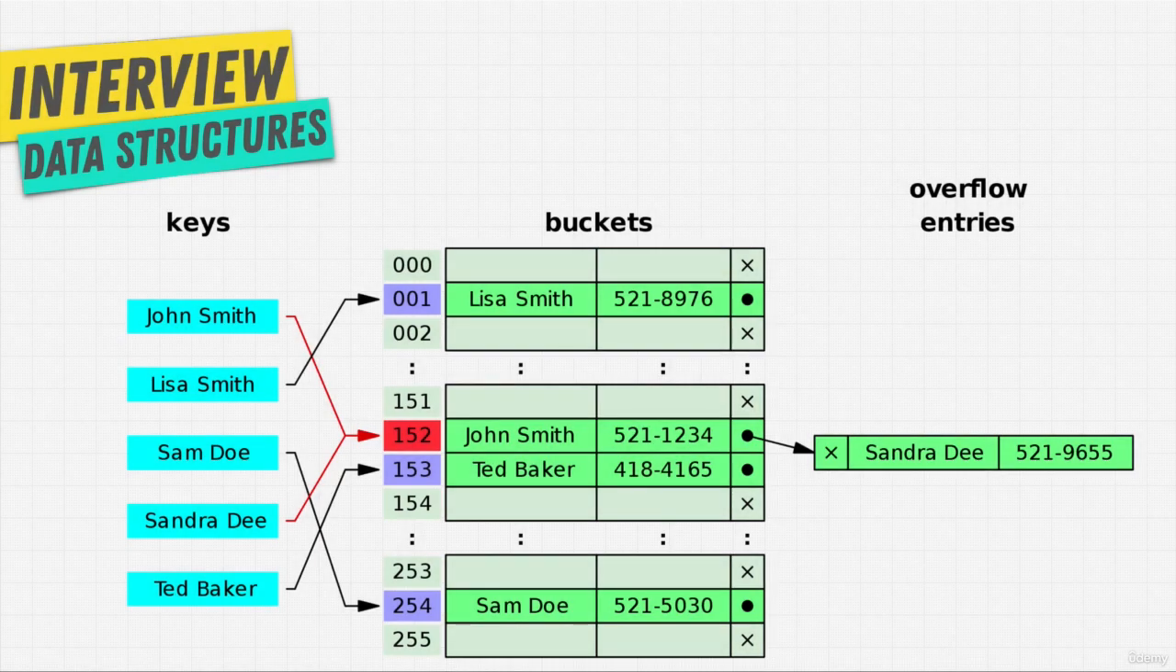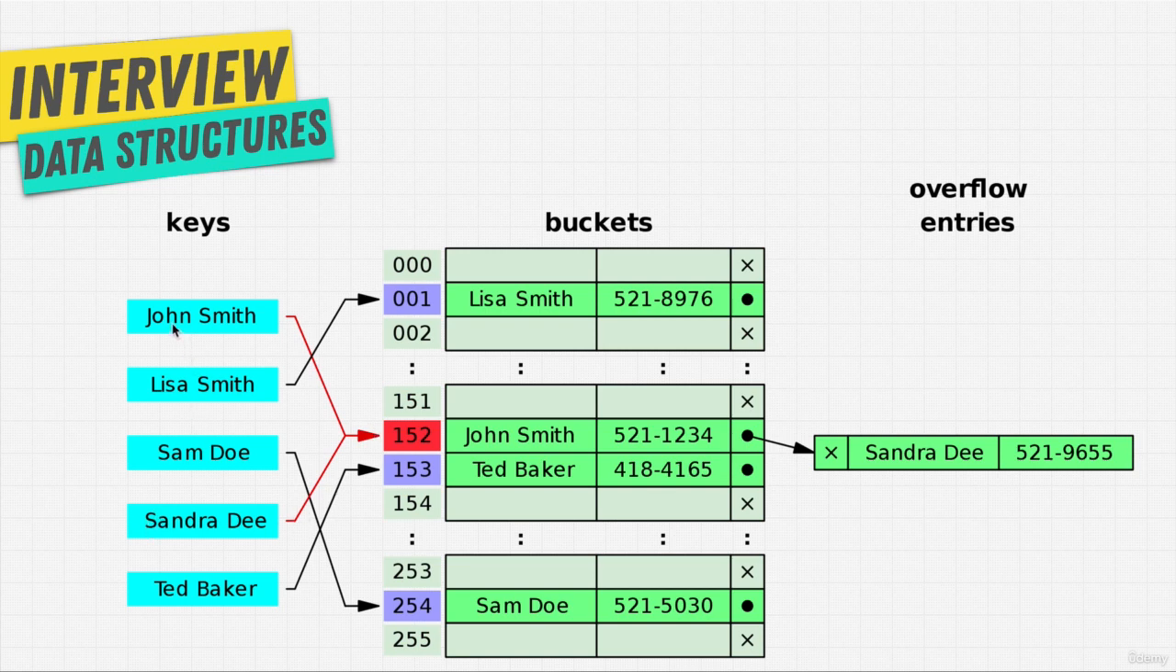And a collision looks something like this. We have the keys. Let's say we're inserting the name and the phone number of a user. And we initially place John Smith. This key gets hashed, gets placed in the address space of 152, and gets stored. Remember how I said it actually stores both keys and values? It stores in something called buckets: John Smith, with the value that is its phone number right here. And then we keep going with Lisa Smith, then Sam Doe, then Sandra.